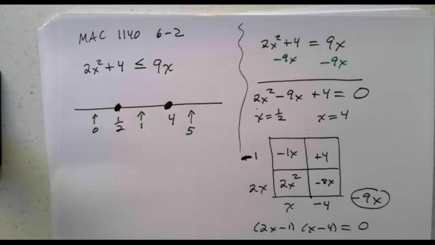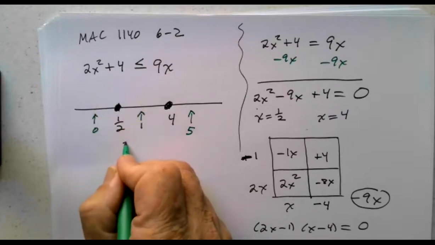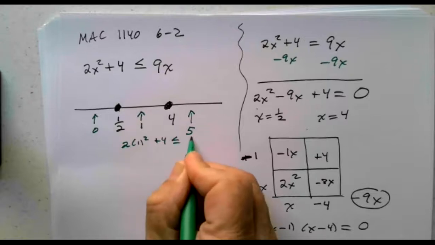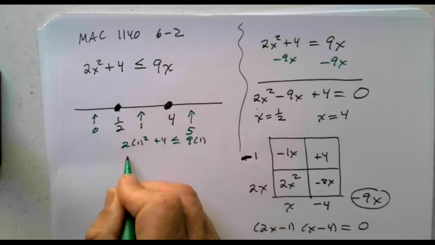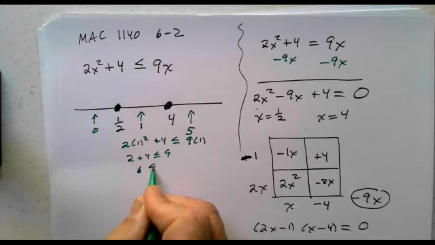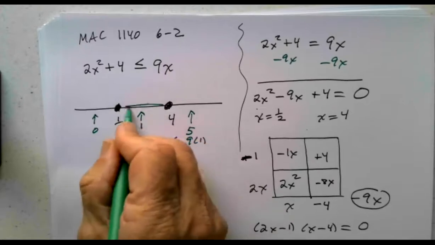So I've got to try all these. If we try the one in the middle first, trying 1, 2 times 1 squared plus 4, is that less than or equal to 9 times 1? Is 2 plus 4 less than or equal to 9? Is 6 less than or equal to 9? That's a yes. So I'm going to shade in the middle here.